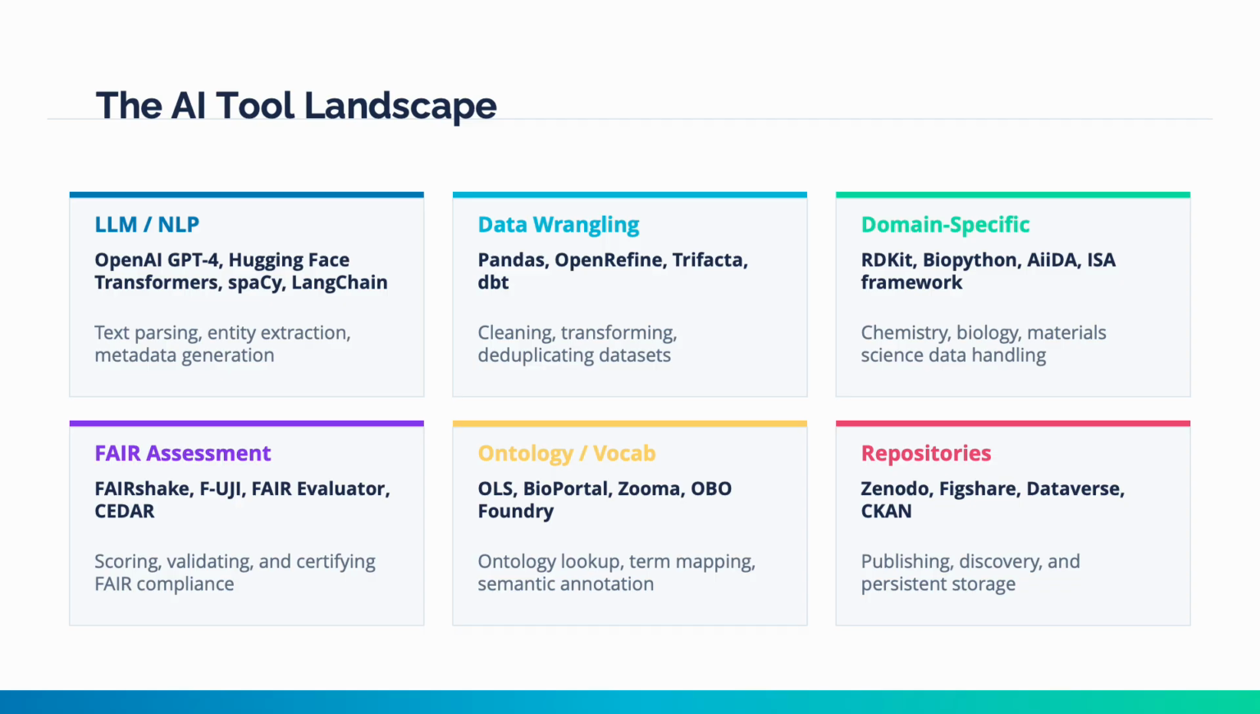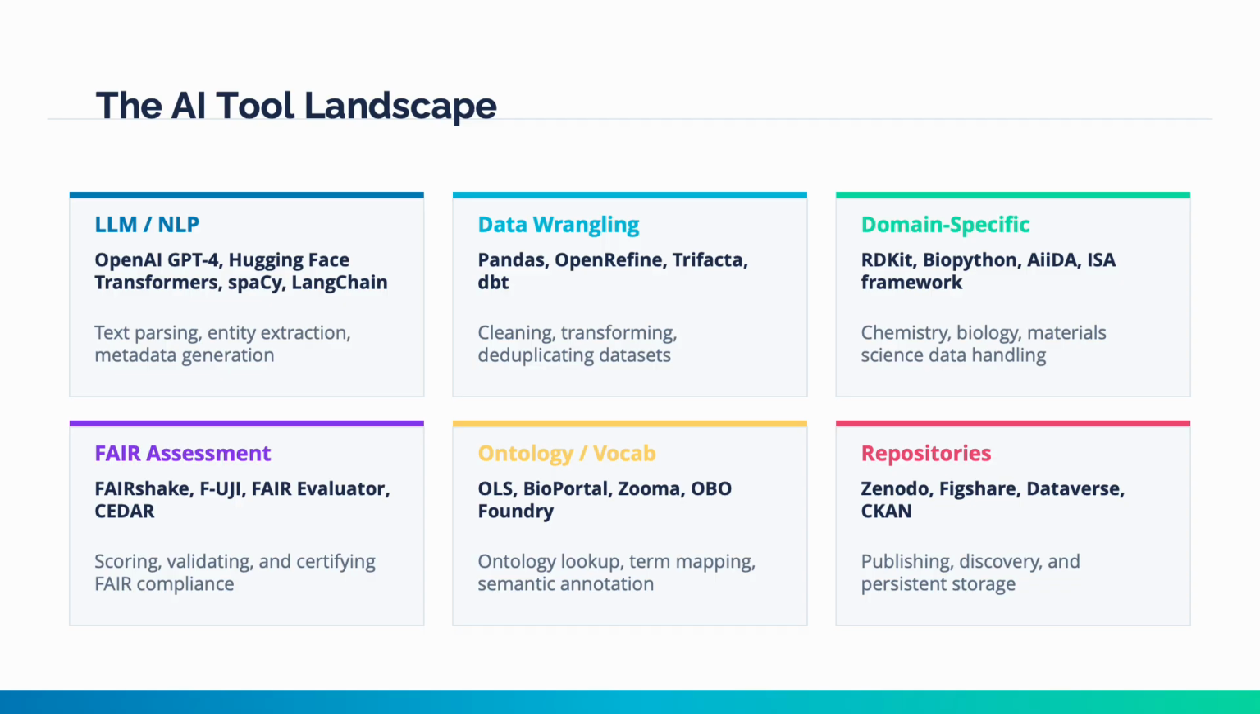For data wrangling, tools like Pandas, OpenRefine, Trifacta, and dbt help with cleaning, transforming, and deduplicating datasets. For domain-specific work, there are specialized tools. RDKit handles chemistry data. BioPython handles biology data. AiiDA handles materials science. And the Investigation, Study, Assay framework handles experimental metadata.